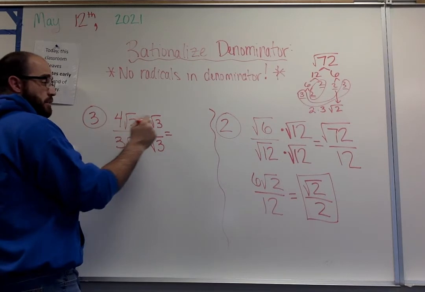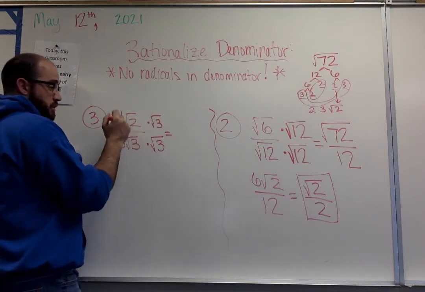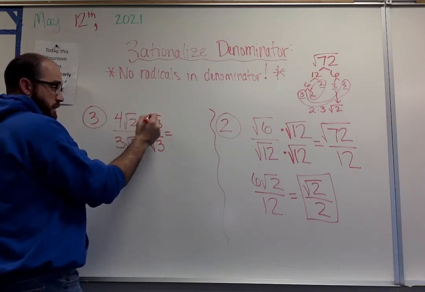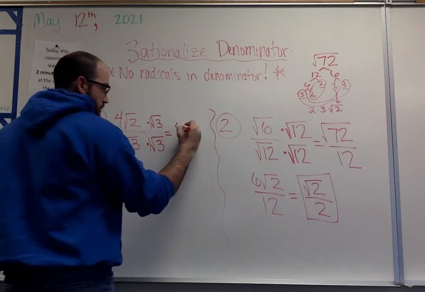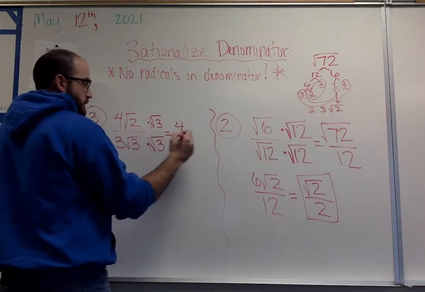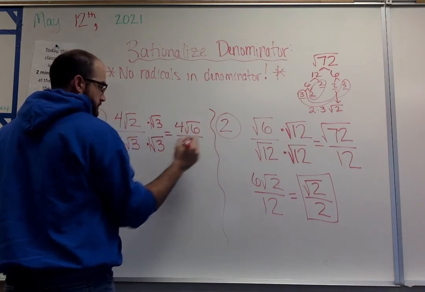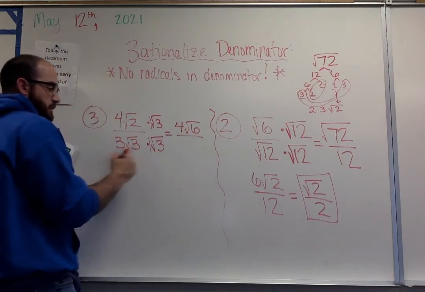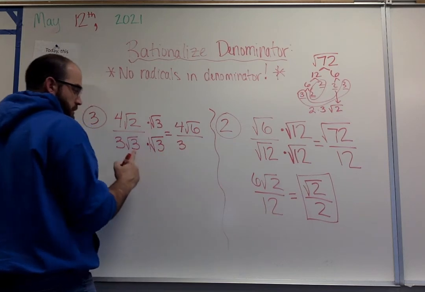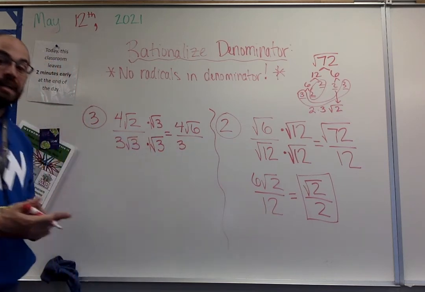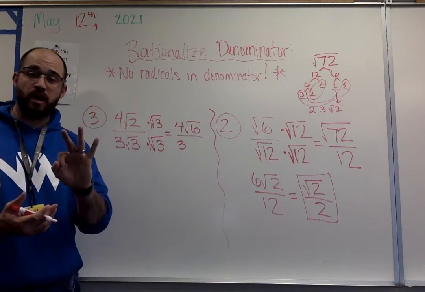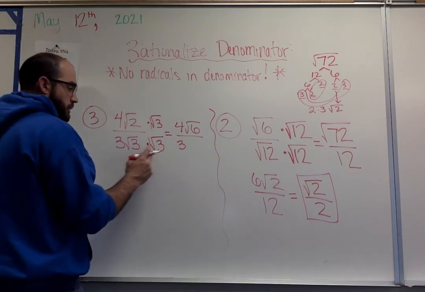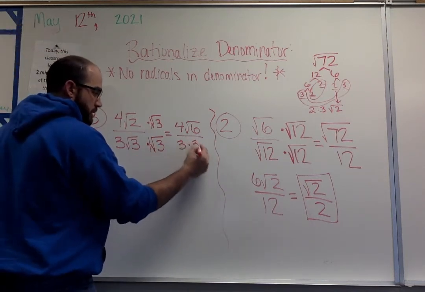So again, here I'm only able to multiply radical times radical and whole number times whole number. So technically there is a whole number 1 in front of this. So I could say 4 times 1 gets me 4. Square root of 2 times square root of 3 gets me square root of 6. In the denominator, I'd have 3 times 1, which is 3. Square root of 3 times square root of 3. And again, anytime I multiply the same number times itself as a radical, it just gets me that whole number out. So here I would have square root of 3 times square root of 3 gets me 3.